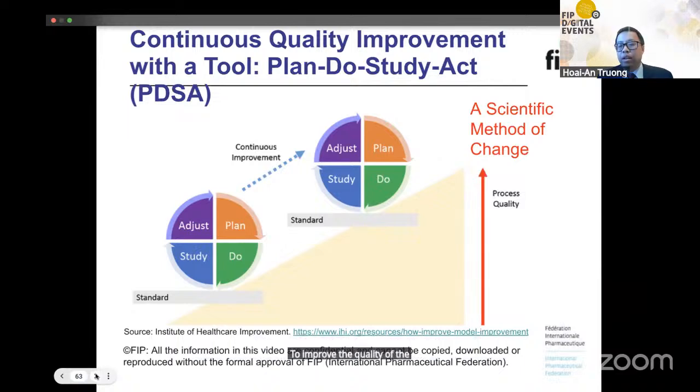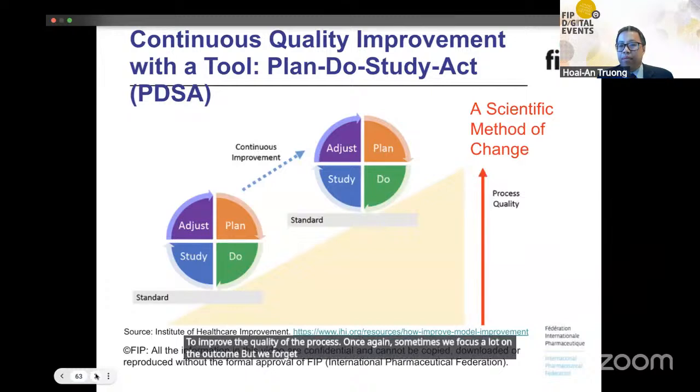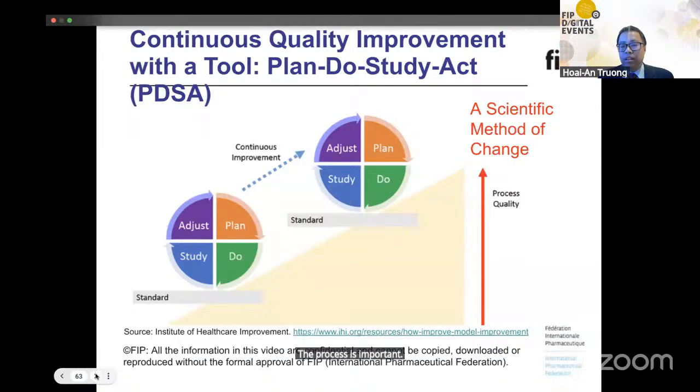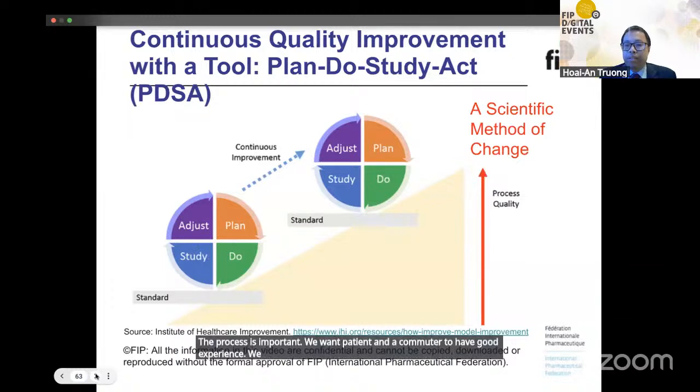Once again, sometimes we focus a lot on the outcome, but we forget the process, the steps to take to get there. To put it more simply, it's not what we give the patient, it's how we give the patient, right? The process is important. We want the patient and the community to have a good experience. We want them to have a positive experience. That humanistic outcome is very important.